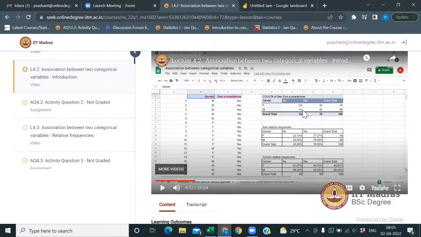Okay, if you see, this is the table for owning a smartphone, female and male. If your row relative frequencies are approximately the same, then you can say the variables are not associated. If the row relative or column relative frequencies are different, then the variables will be correlated. The doubt is whether both are required or one. You can calculate either row relative frequency or column relative frequency. Both methods are the same. If you calculate the column, it will give the same result as the row. You can use any one of the methods.